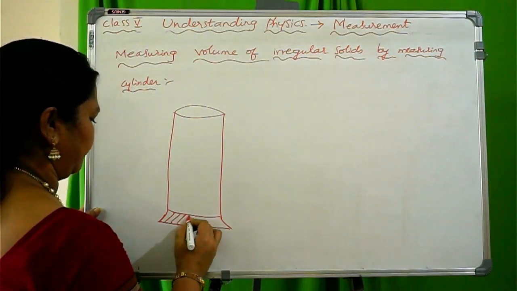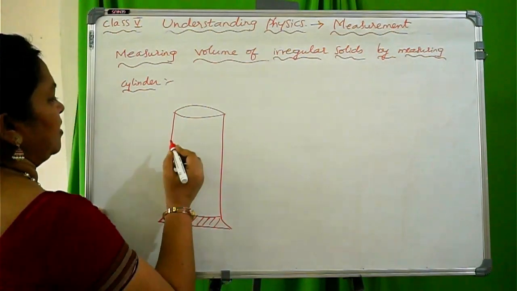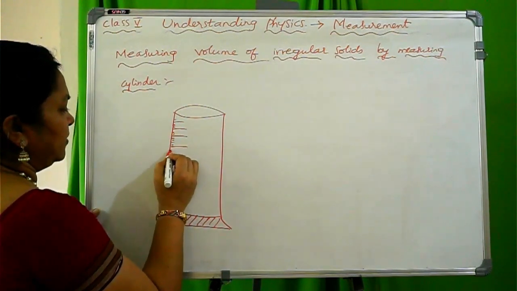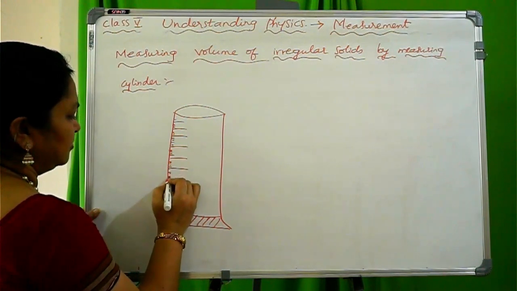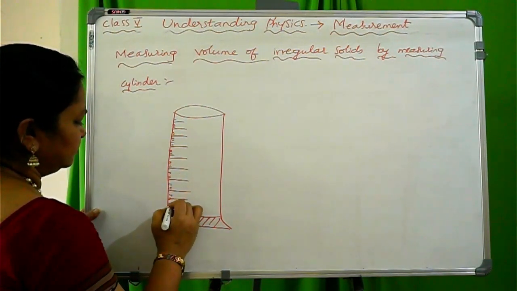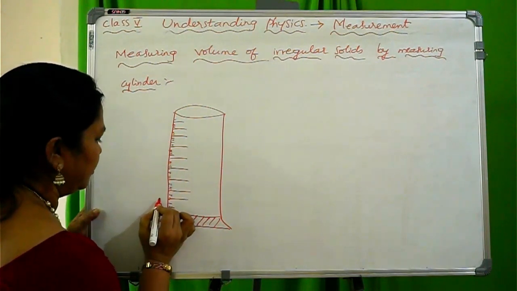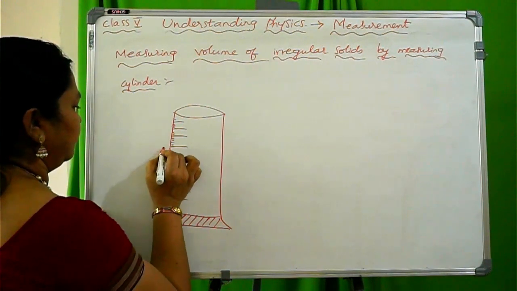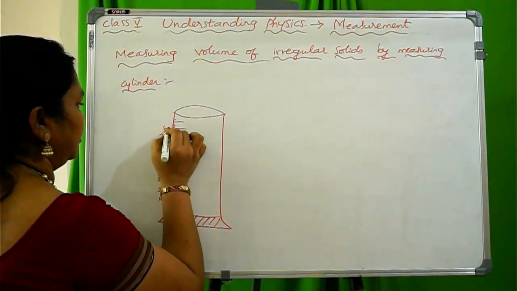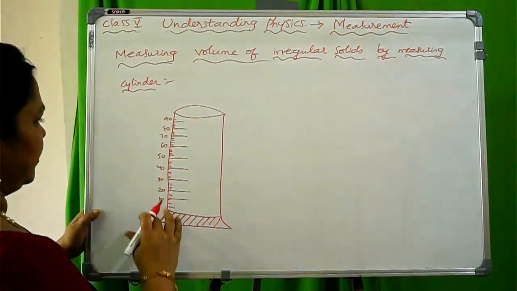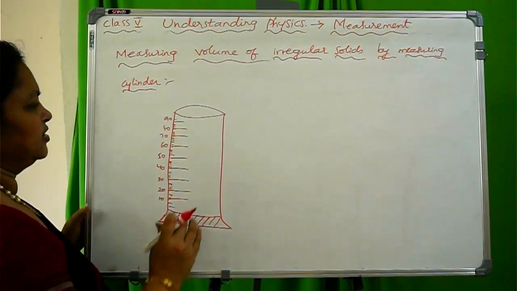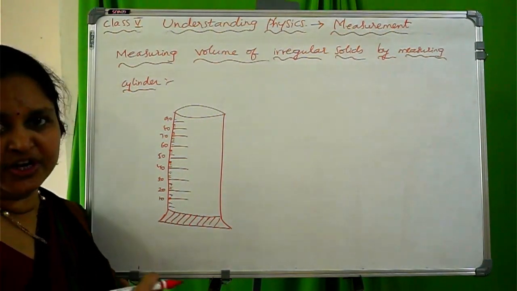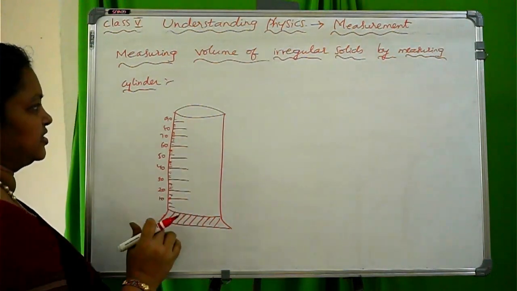Now here, on the scale, just as you have measurements like that, here also you will be having the measurements. Right from here: 10, 20, 30, 40, 50, 60, 70, 80, 90. So these are the values. Now, see, this is a measuring cylinder. You can see it especially in science labs, in chemistry labs. In chemistry labs you can find these measuring cylinders.